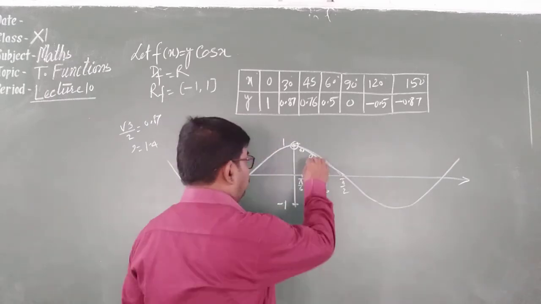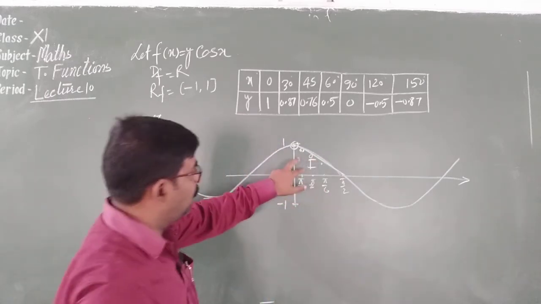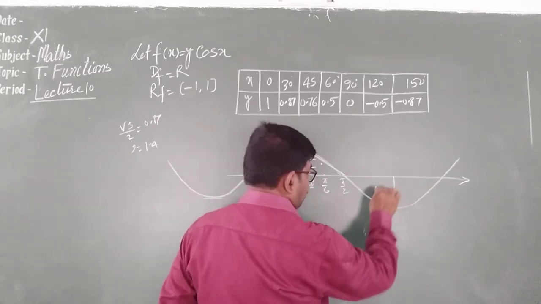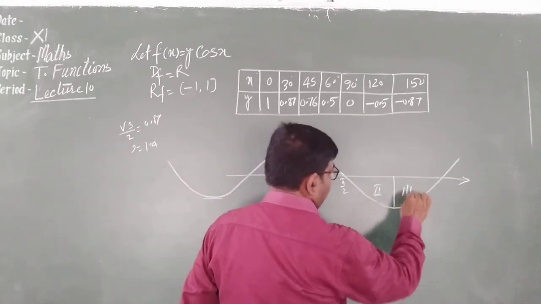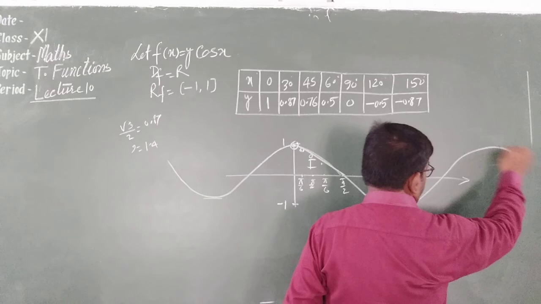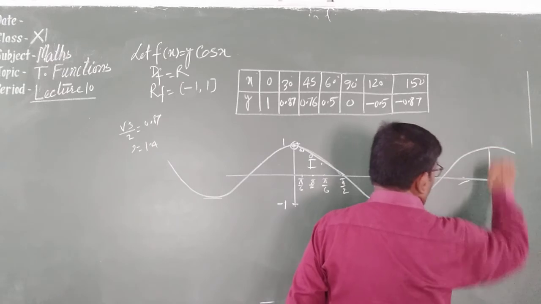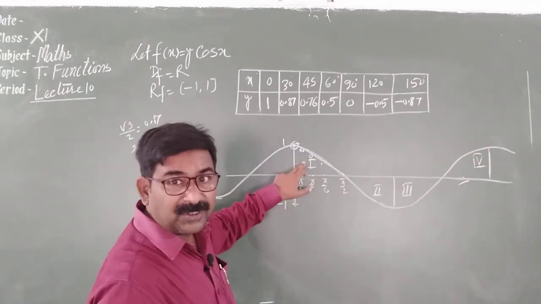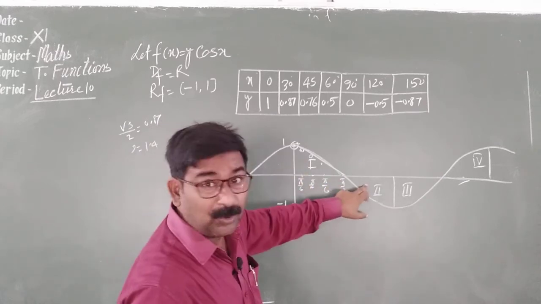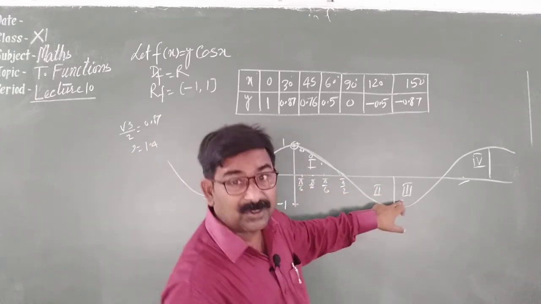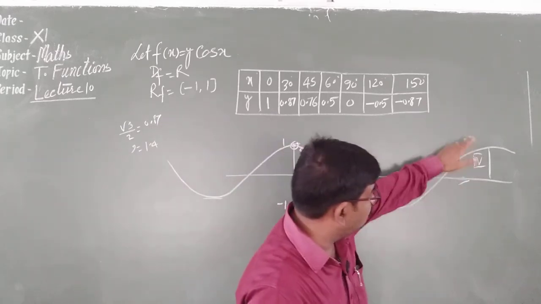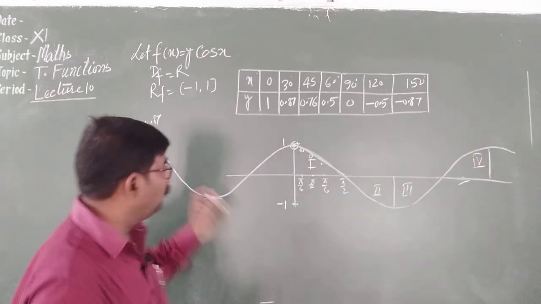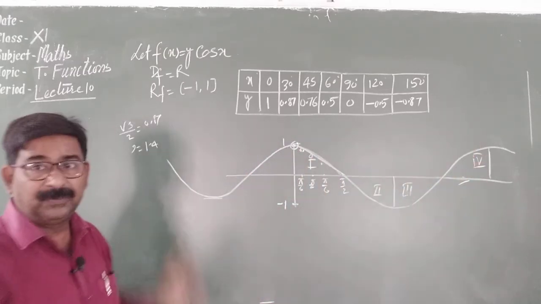See, this is the first quadrant. In the first quadrant, cos is positive. This one is the second quadrant. This one is the third quadrant. This one is the fourth quadrant. So in the first quadrant cos is positive, in the second quadrant cos is negative, in the third quadrant cos is negative, again in the fourth quadrant it comes above the x-axis, which means in the fourth quadrant cos is positive. So this is how we can plot the graph of the function. This is cos.